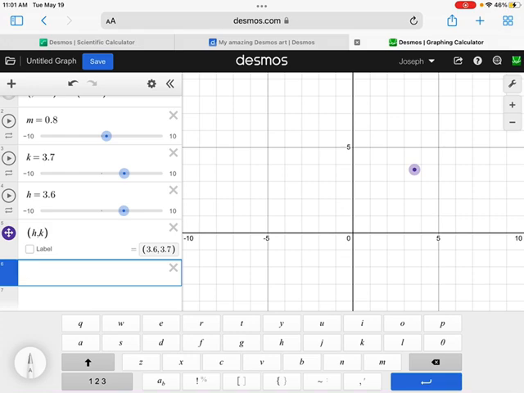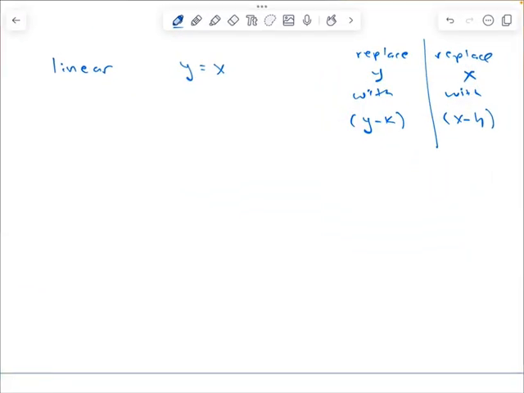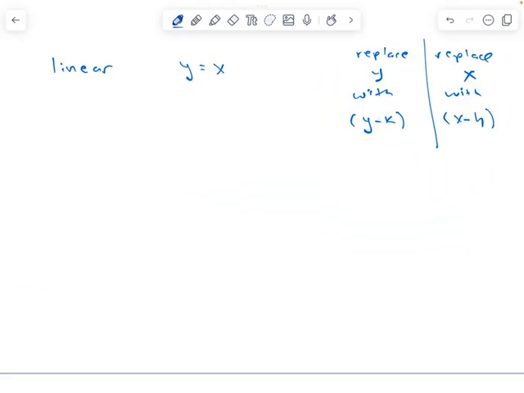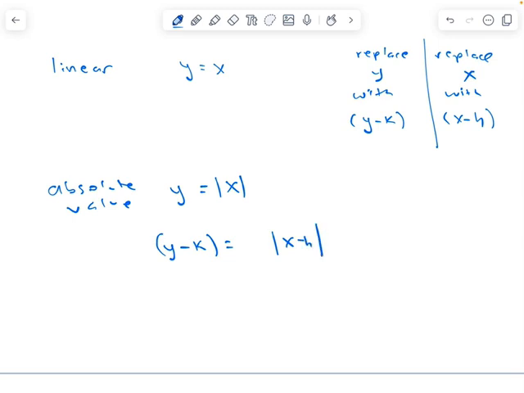Let's go back to our list of functions. The next function you need to transform is absolute value. Absolute value looks like y equals absolute value of x. And we're going to replace the y with y minus k. We're going to replace the x with x minus h. And just like with the line, we're going to put an m in there. So it's going to look really similar. Actually, I should go back and write this in.